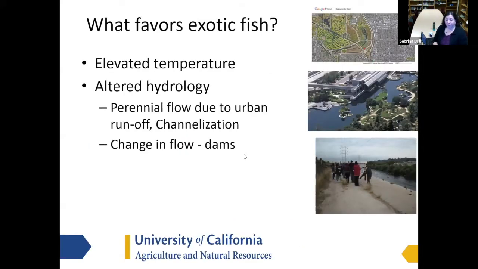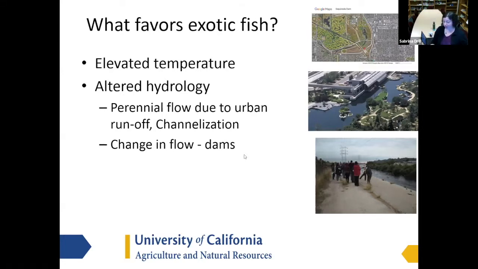So I talked about elevated temperature in terms of what favors the exotic fish there, but also having perennial flow. The LA River is just an example here, but a lot of our streams in drier areas of California are naturally what we call intermittent. So there may be areas where there's water present all year, but they might not be connected to each other until the rainy season. Or we may have streams that go dry completely and only flow during the wet season.